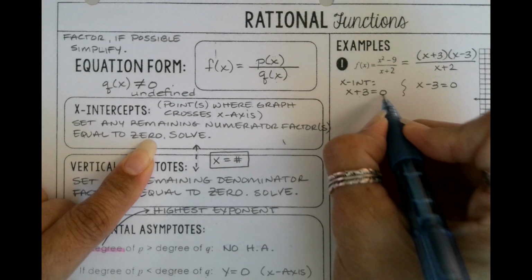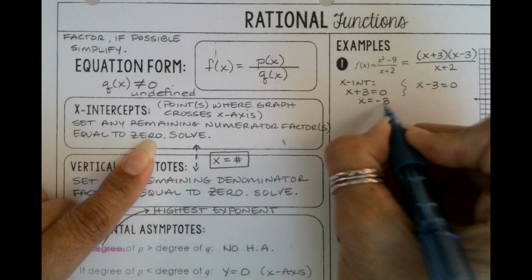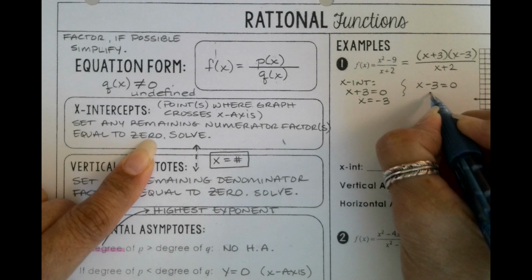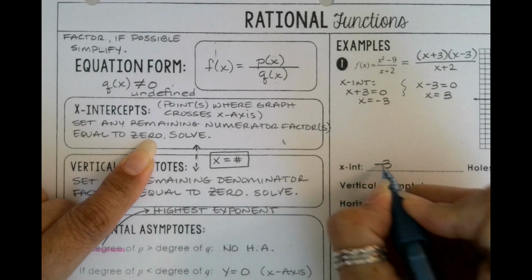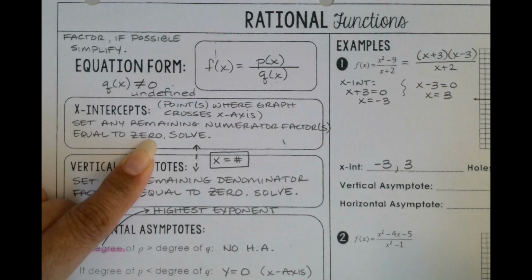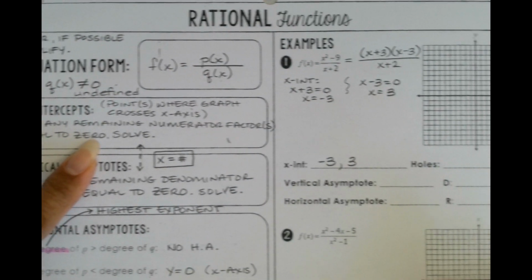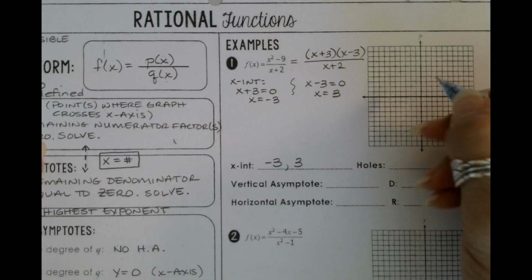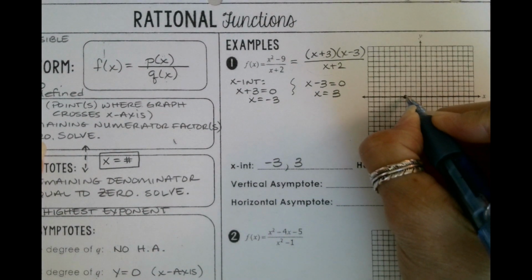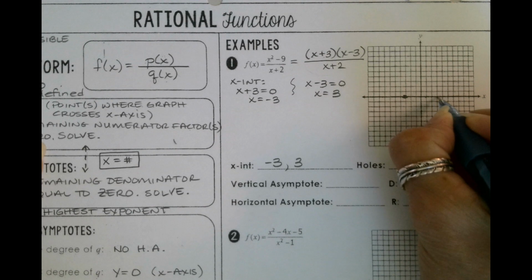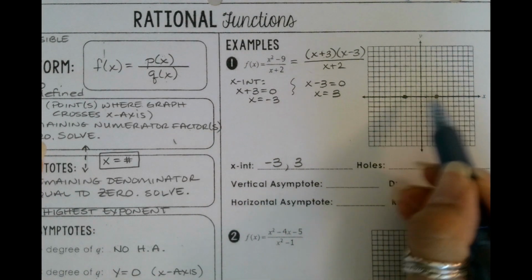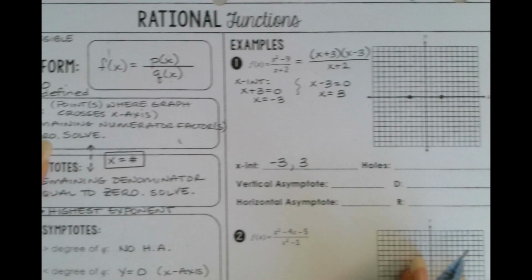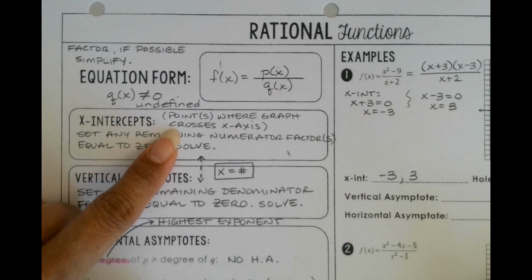Solve, subtract 3 on both sides. Here I need to add 3 on both sides. So my x-intercepts are -3 and 3, or plus minus 3, whatever way you want to write it. So I'm going to come over here, dot at 3, dot at -3, because -3 and 3 are your x-intercepts. These are the points where the graph crosses the x-axis.